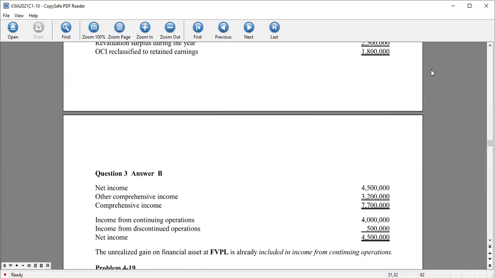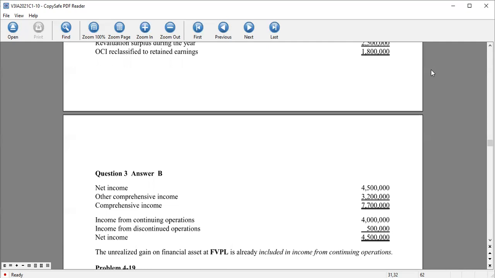So for the total, net income of 4.5 million, then the other comprehensive income of 3.2 million. The total income from continuing operations and income from discontinued operations, we have now the amount of 4,500,000 net income. The unrealized gain on financial asset at FVPL is already included in income from continuing operations. So the answer to number 3 is letter B.